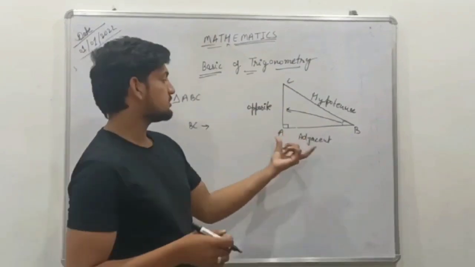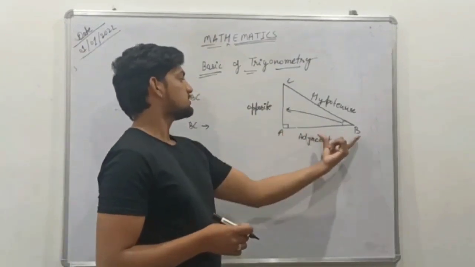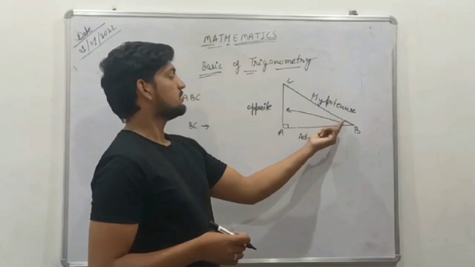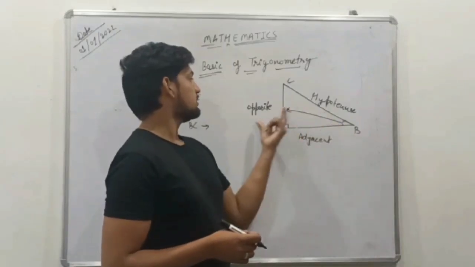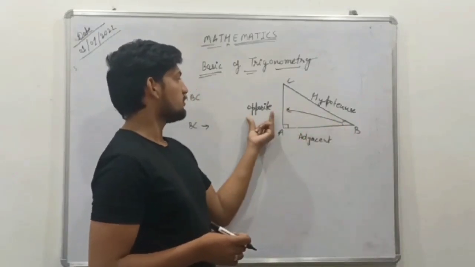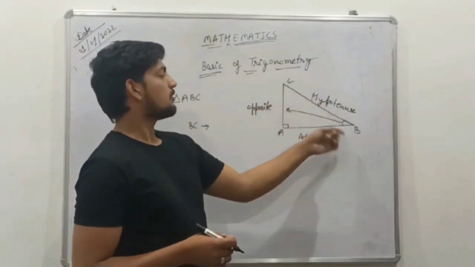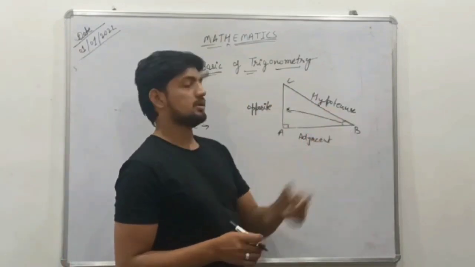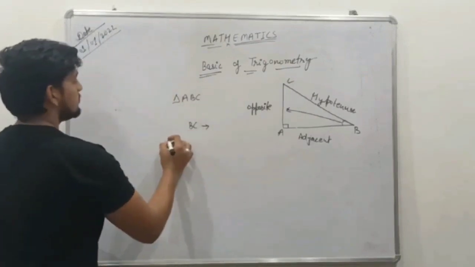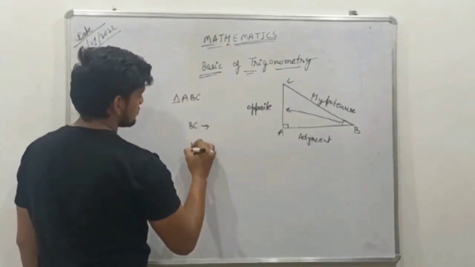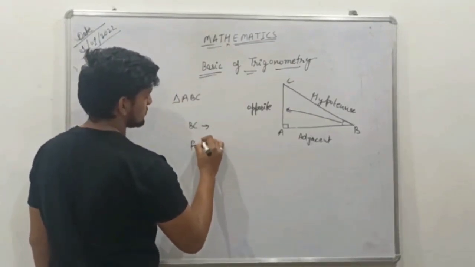In the triangle there are three named sides. The AB side is adjacent, the side in front of the angle is opposite, and the longest side is called hypotenuse. Then the relationship between the sides and angle is called a trigonometric function.